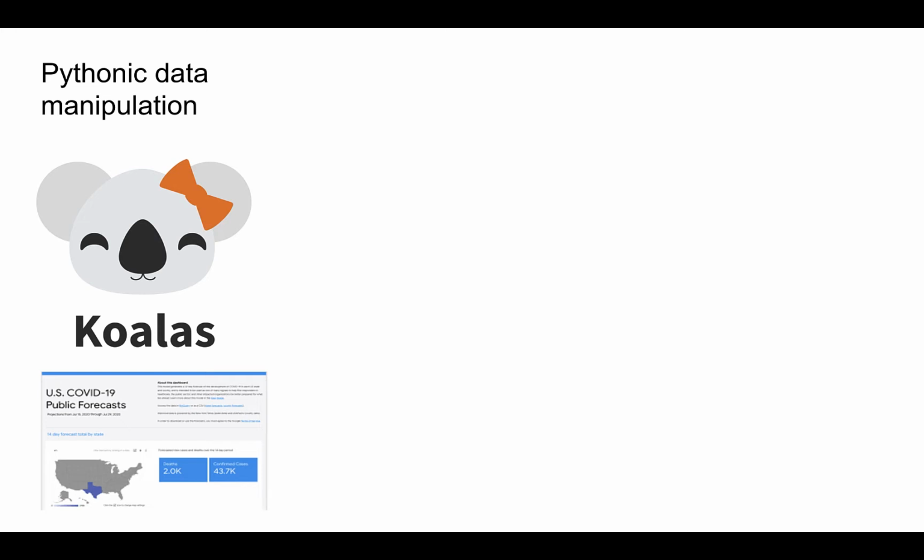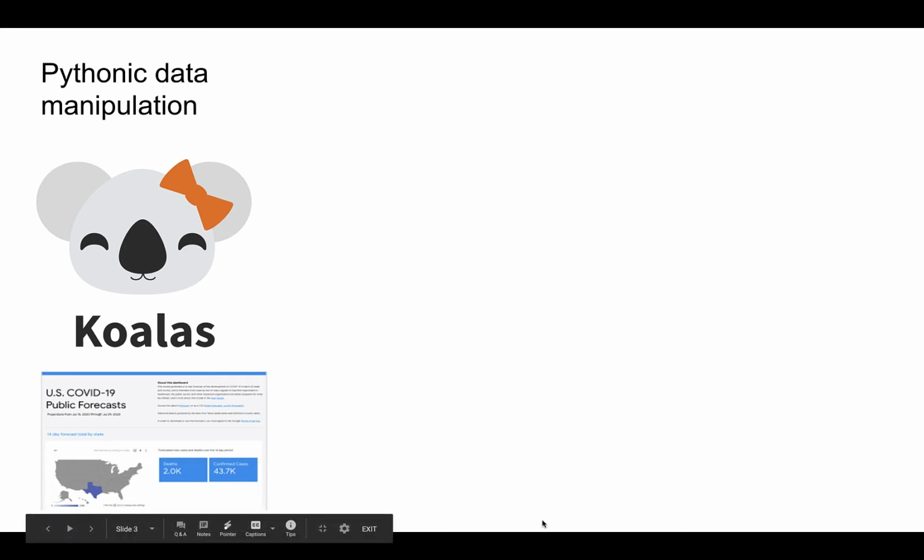Spark has a package called Koalas that offers most of the Pandas API, but on top of a Spark data frame that can handle those large BigQuery tables. I'm going to show you an example of Koalas using the US COVID public forecast data.